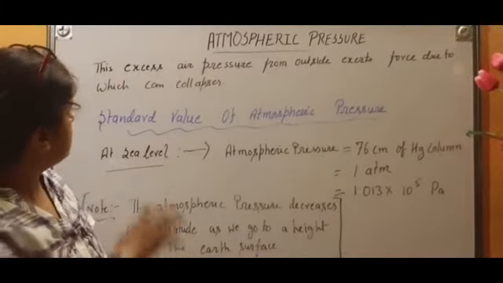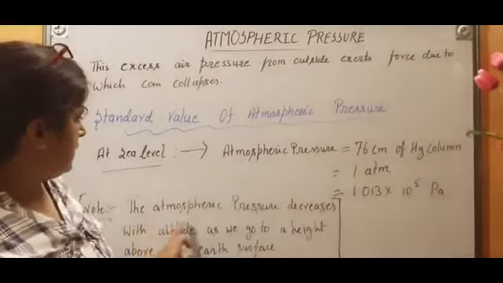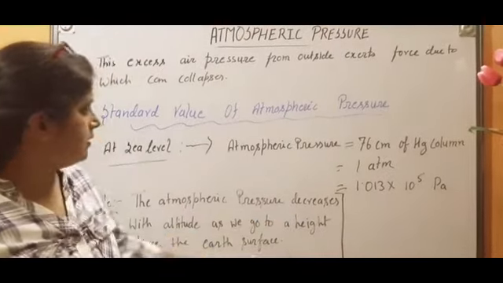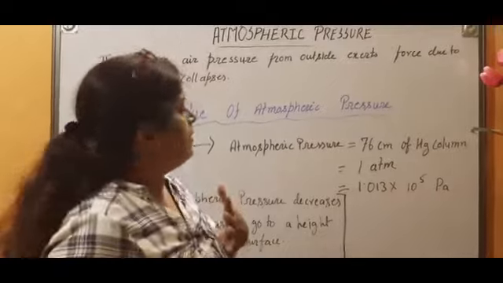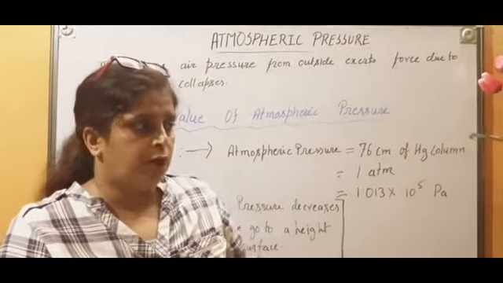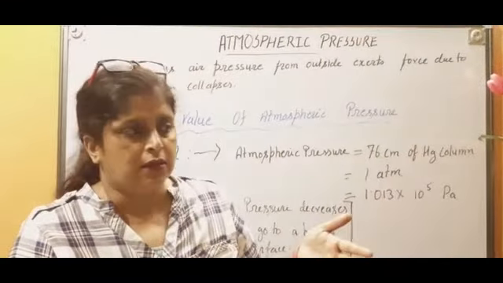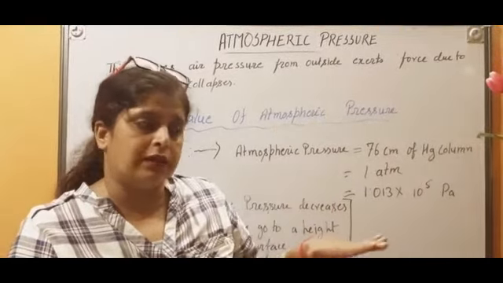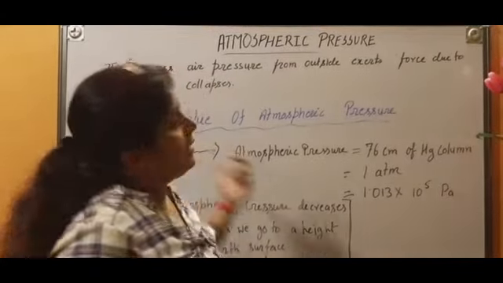Now I'm going to start with what the standard value of atmospheric pressure is, because we knew that the atmospheric pressure decreases with altitude as we go to a height above the earth's surface. If we knew that, then what is the standard value of atmospheric pressure? Because earth is not a smooth surface. We have seen that hills are there, mountains are there, desert areas, hilly areas, then valleys are there. It means different heights, different altitudes. People are living at different altitudes. So what value will we take as standard value?